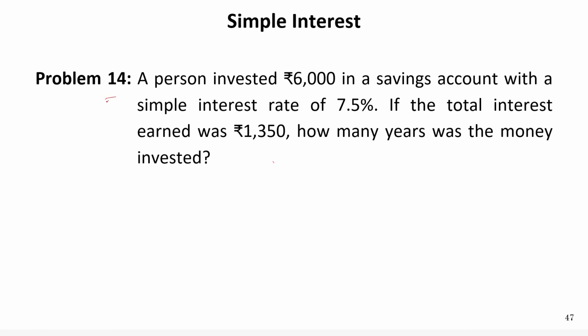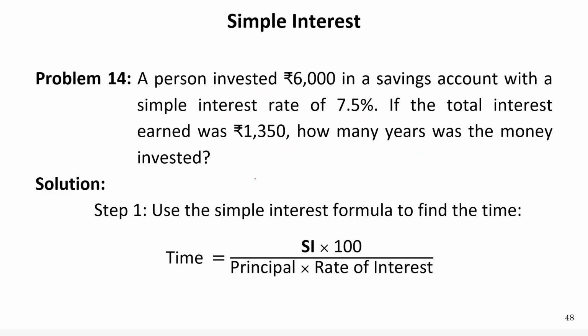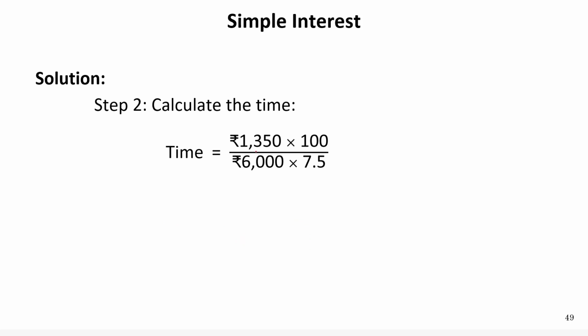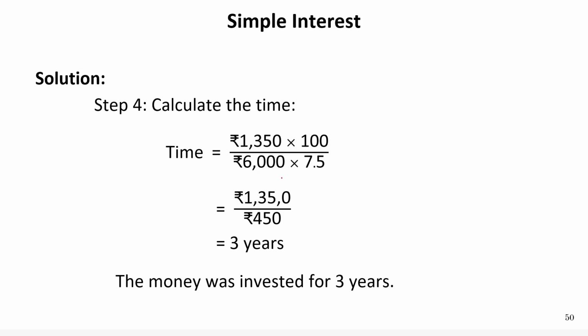So let's see problem number 14, right? A person invested 6,000 in a savings account with a simple interest rate of 7.5%. If the total interest earned was 1350, how many years was the money invested? So use the simple interest formula to find the time. T is equal to SI into 100 by PR. So it is 1350 into 100 whole by 6000 into 7.5, which is equal to 1350 by 450, nothing but 3 years. So 3 years is the correct answer.